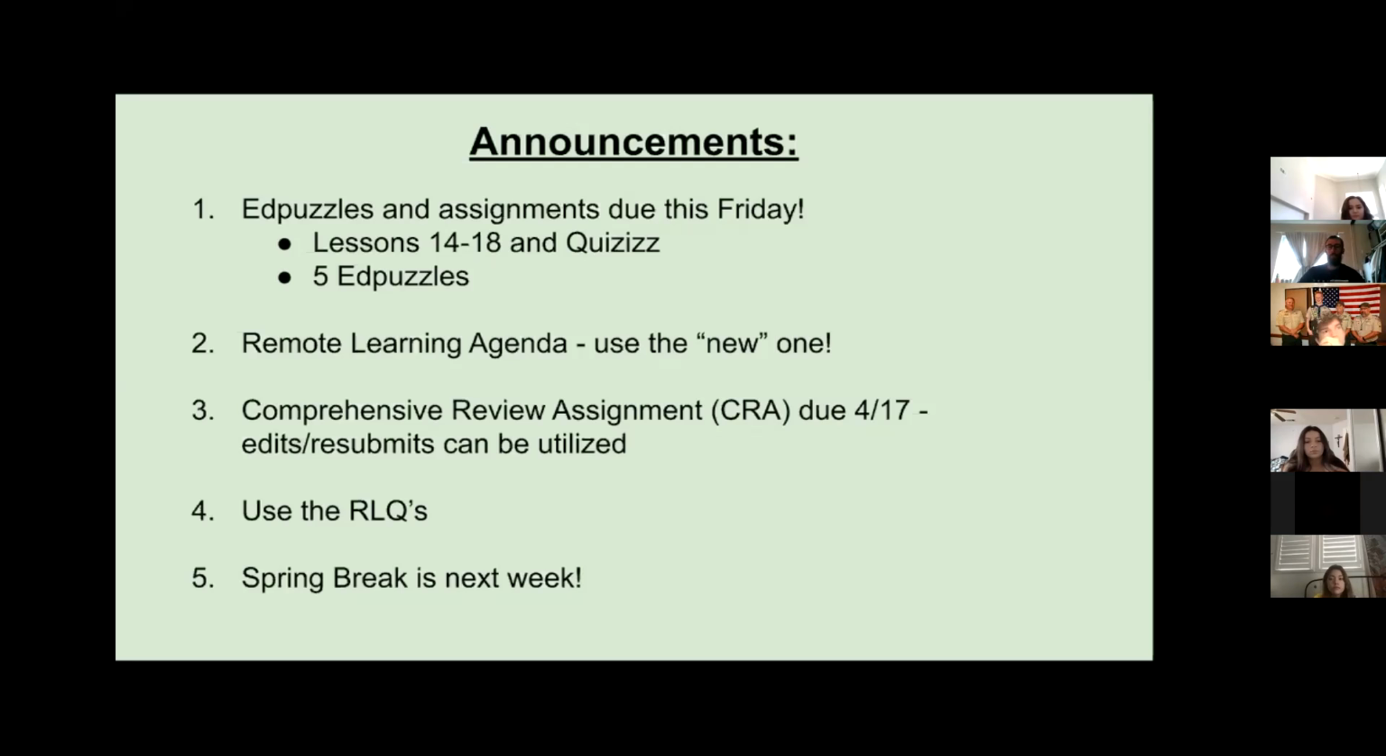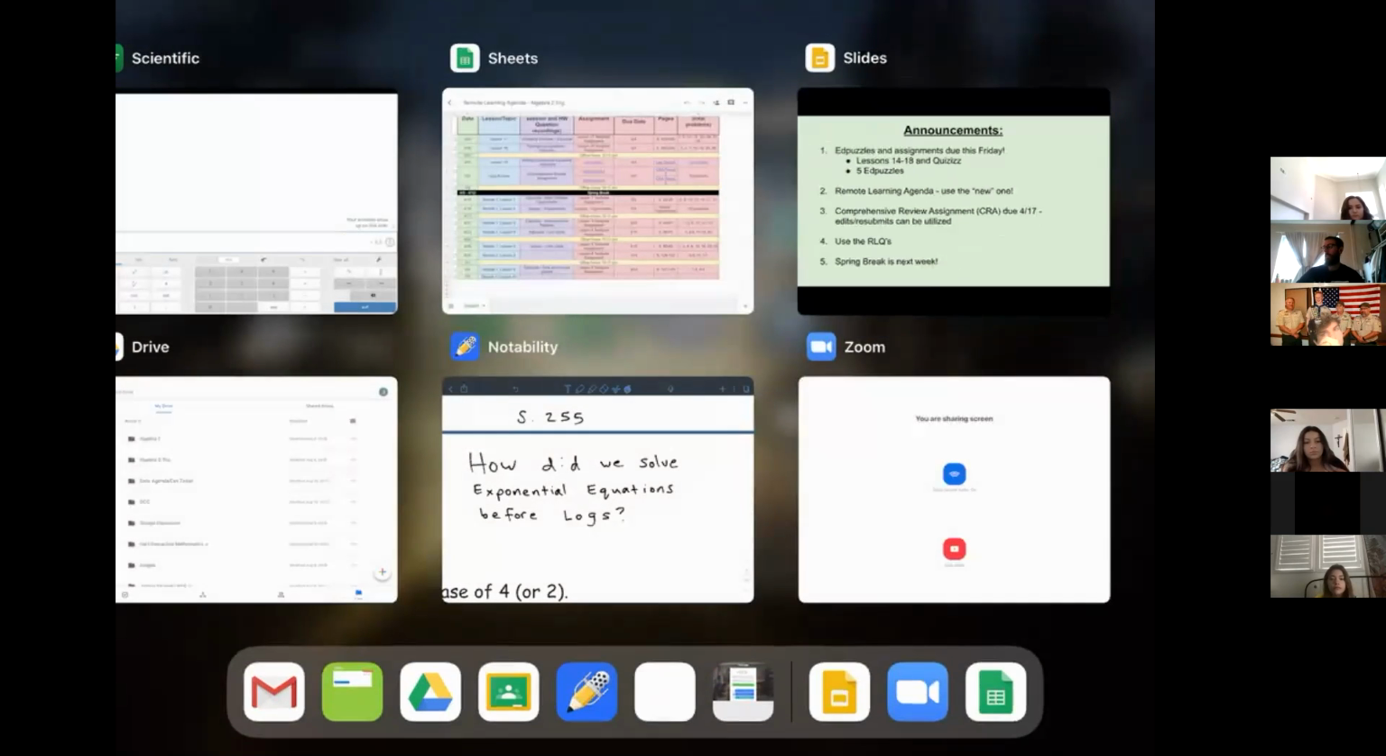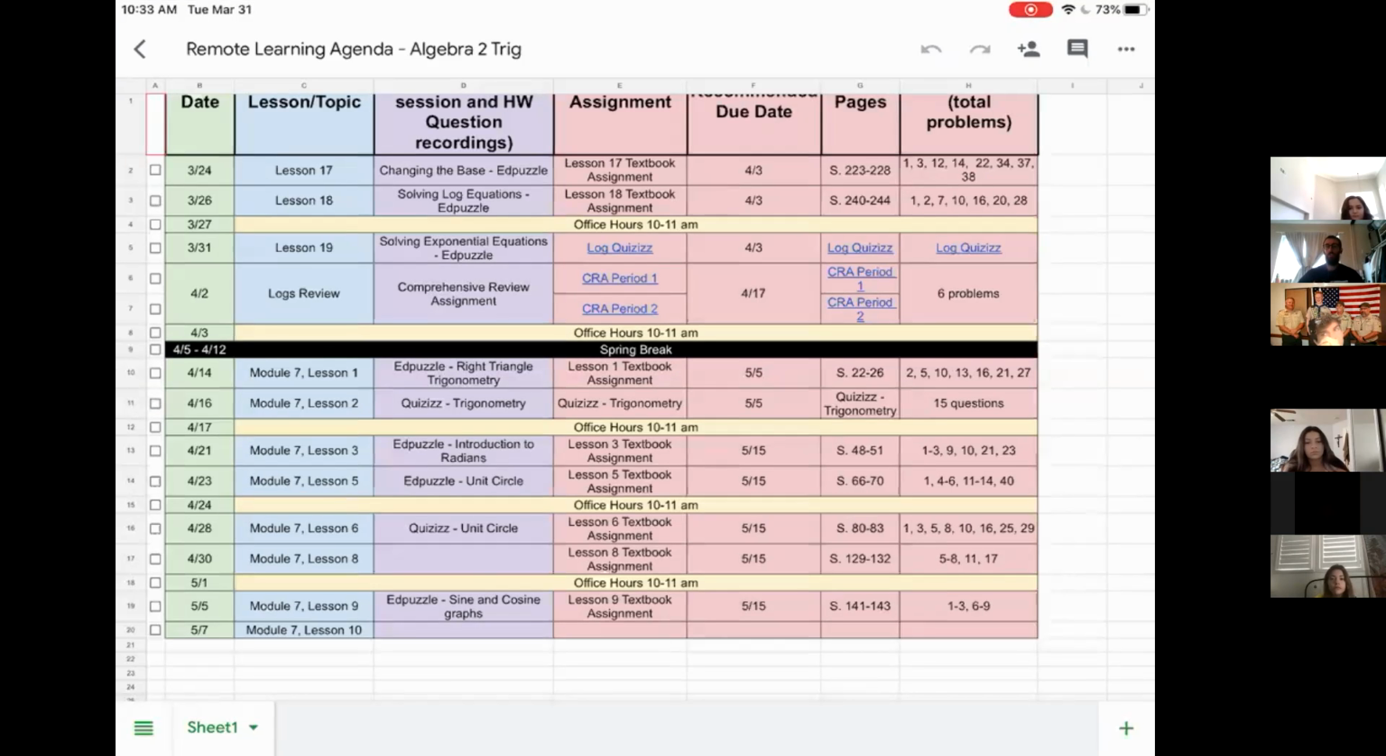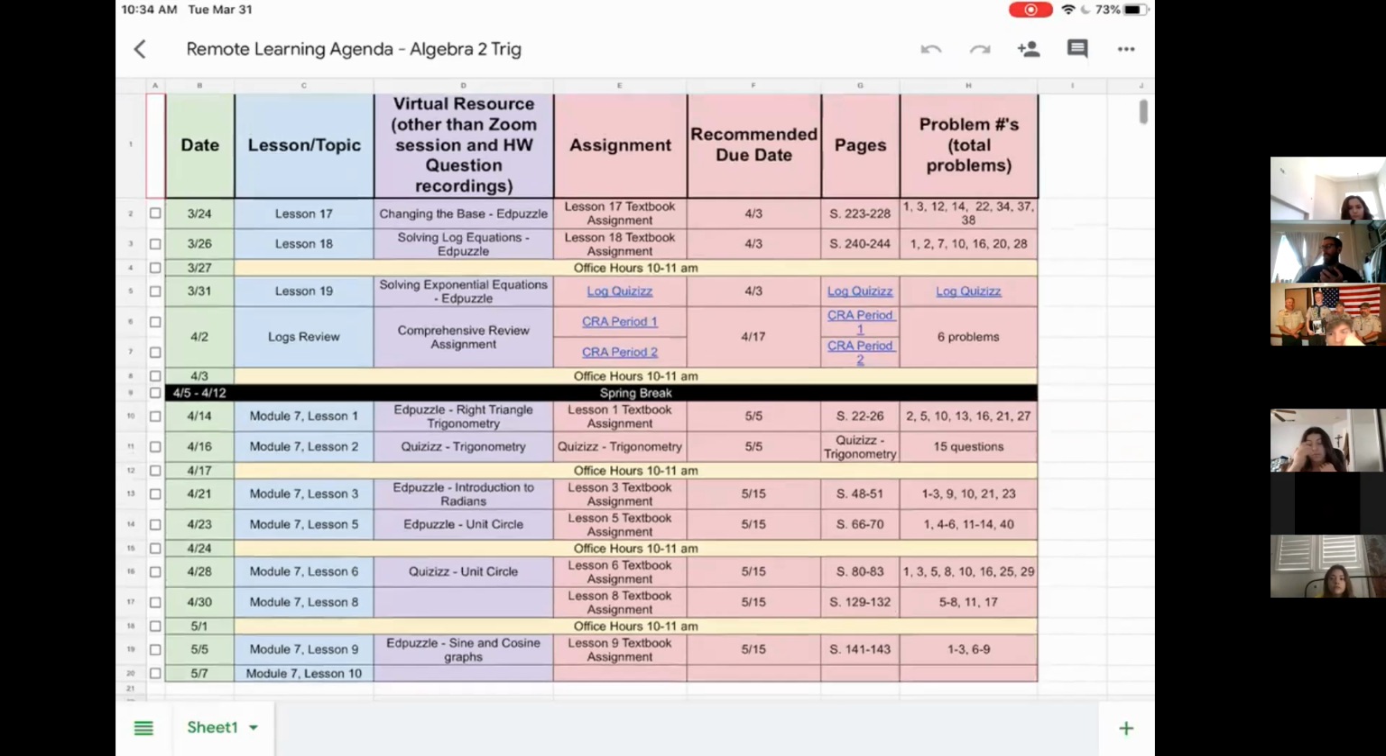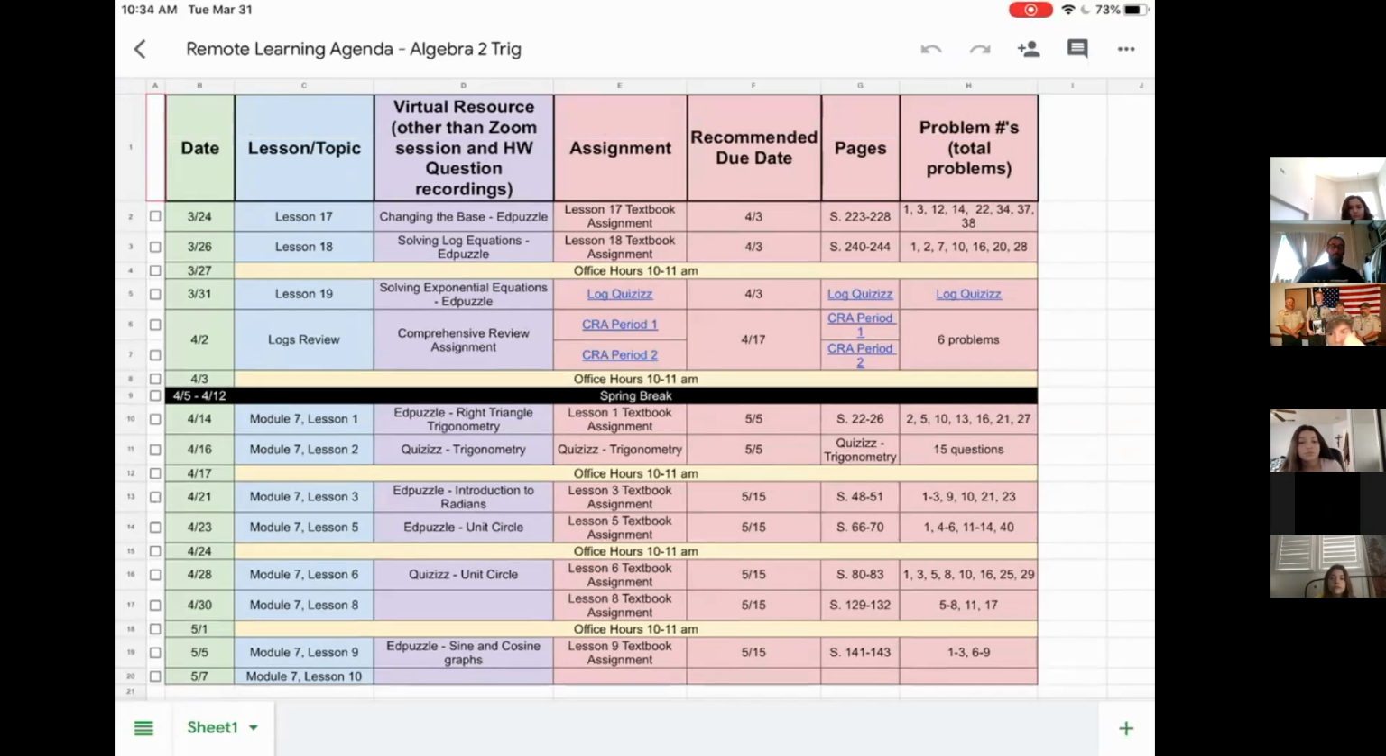Awesome. So the remote learning agenda, I say here, use the new one, and the new one is this Google Sheets. The original one that I sent out was a document, and it had all those links to it, which was super useful, but then I adjusted it when I found out that our remote learning time was going to be extended through the end of April, early May. So I made this new remote learning agenda, and this one is your best friend in terms of what we're doing on which day, the pacing, and when the due dates are. So please use this one moving forward, not the document one.